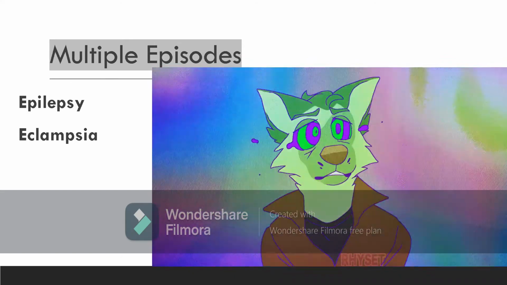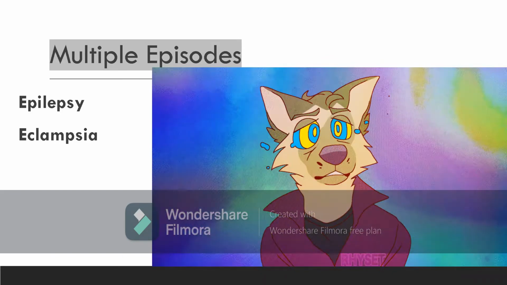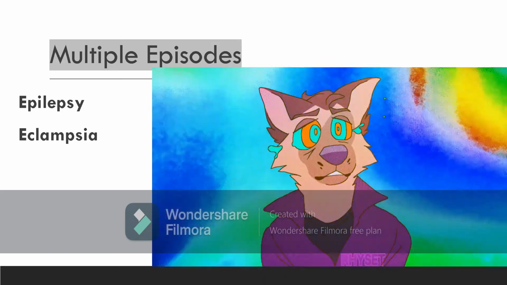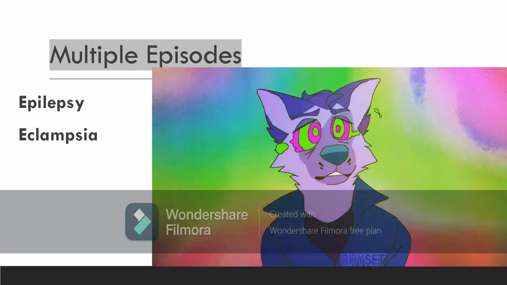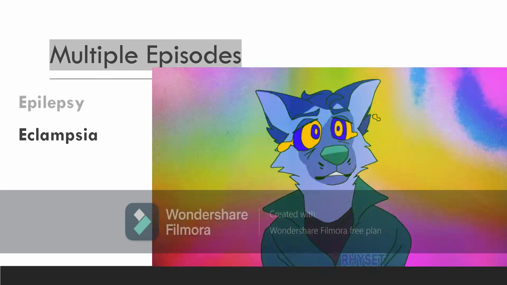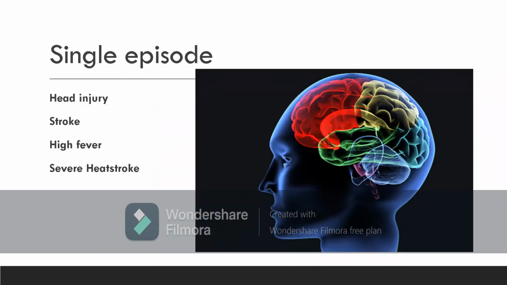In the case of preeclampsia, this happens in a pregnant woman, where the pregnant woman and the child both are affected. The pregnant woman gets fits or seizure attacks. Next comes the single episode of seizures: head injury, stroke, high fever and severe heat stroke. In the case of head injury, the seizures could render you unconscious. This is another medical emergency condition.